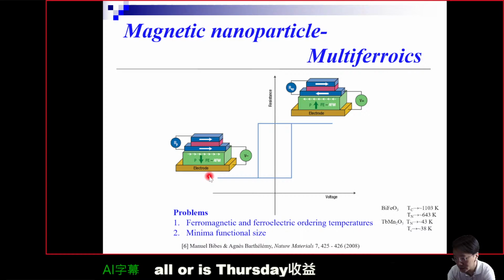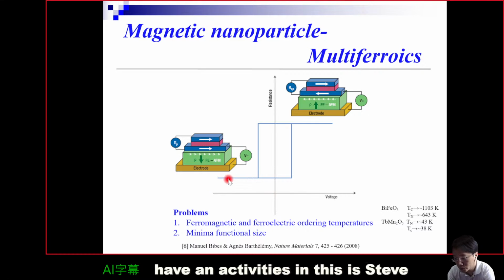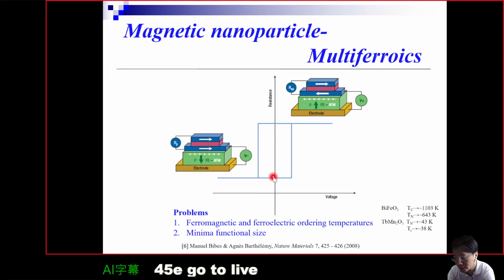So in this plot, here is the voltage and this is the resistance. The reverse bias means we have a negative voltage. So in this case, this is negative voltage, and we go to the low resistance state. But when we have a forward bias, then the electric polarization points up, and the magnetic moment or magnetization points to the left, and it magnetizes this layer to the left.